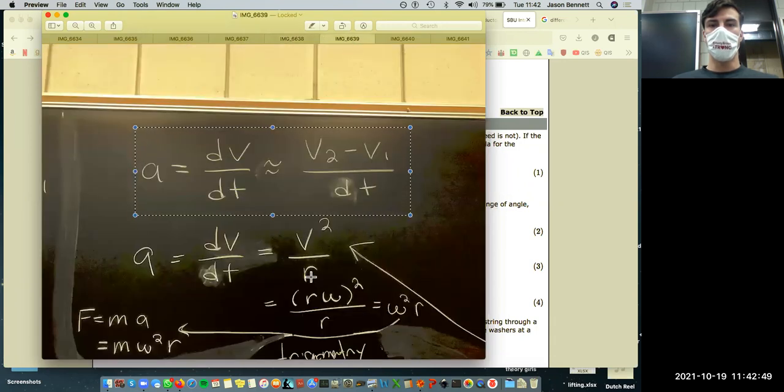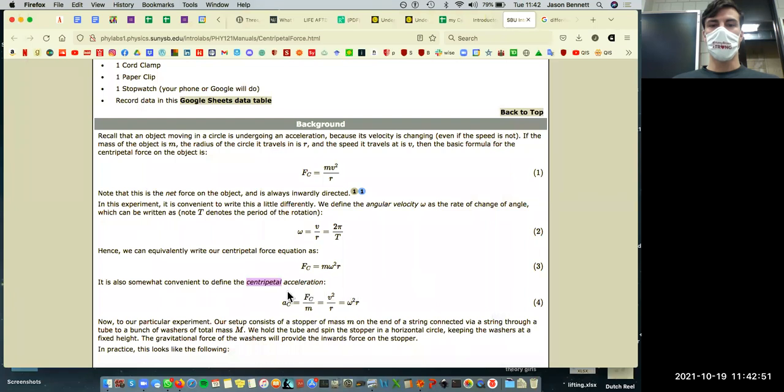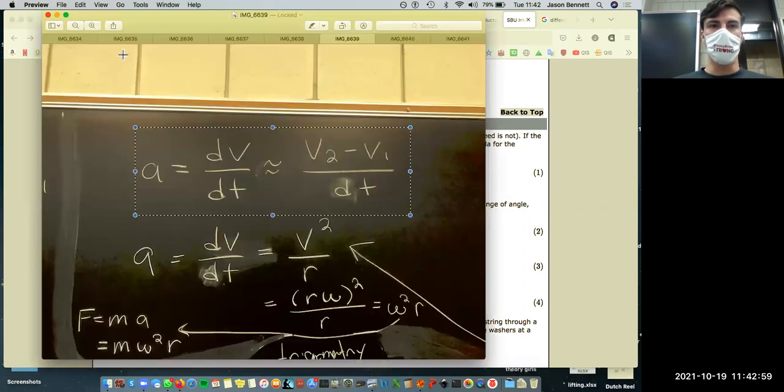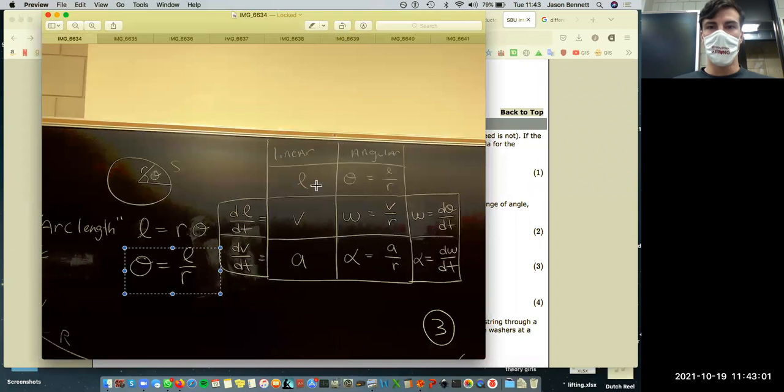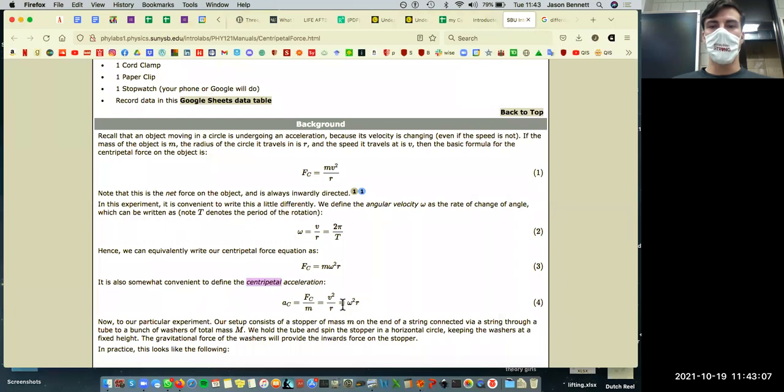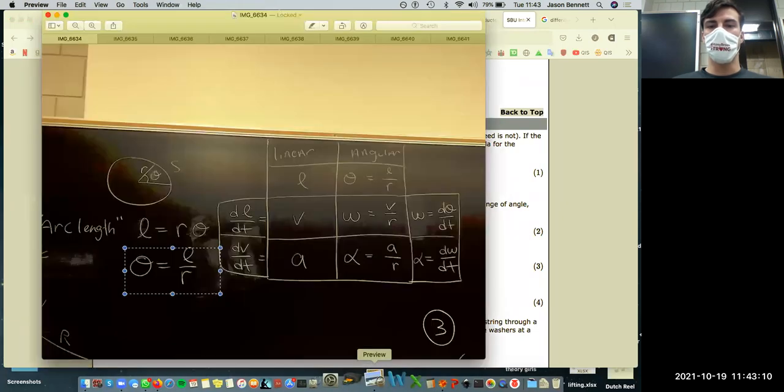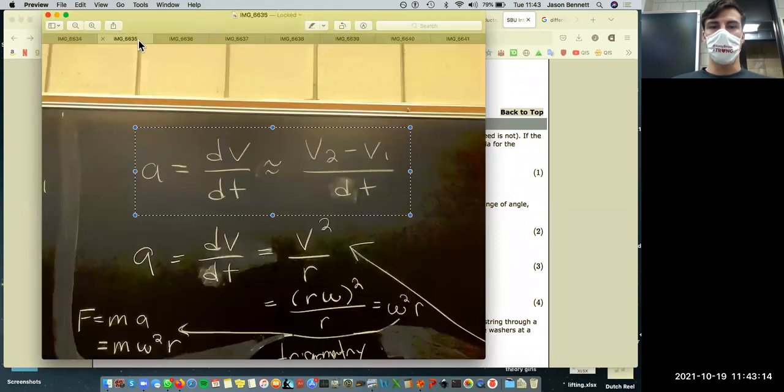So v squared over r is exactly the centripetal acceleration, or the angular acceleration, really. You can think of those two things as equivalent. I think it helps when you think about this kind of dictionary here. And the only other thing that they're doing in this step right here is they're writing things in terms of angular velocities instead of linear. So remember this conversion.